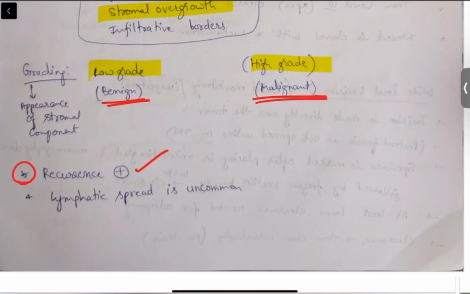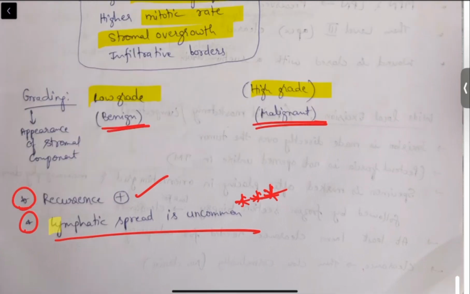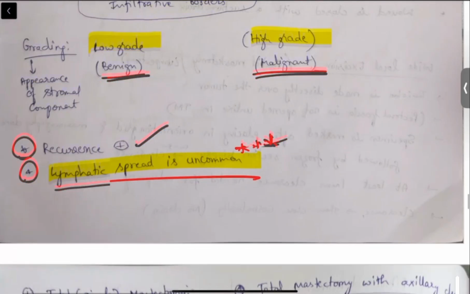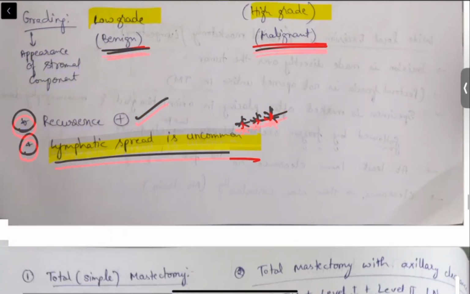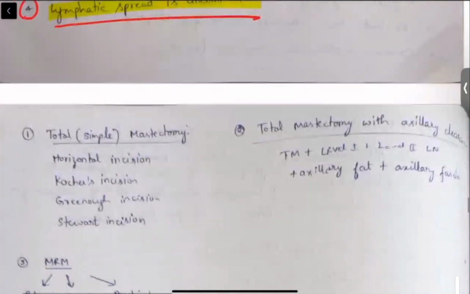Even in spite of excising it, there is a high chance of recurrence, and lymphatic spread is not so common. It usually spreads hematogenously, so we won't be able to identify it unless... basically it is delayed identification only. Delayed diagnosis will be done in case of Phyllodes tumor.